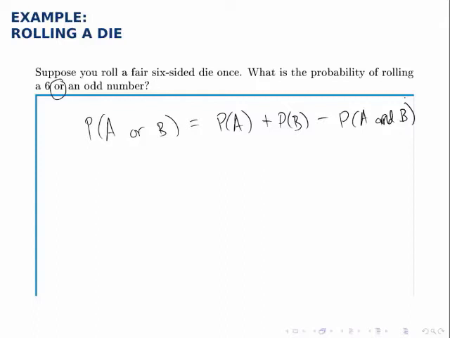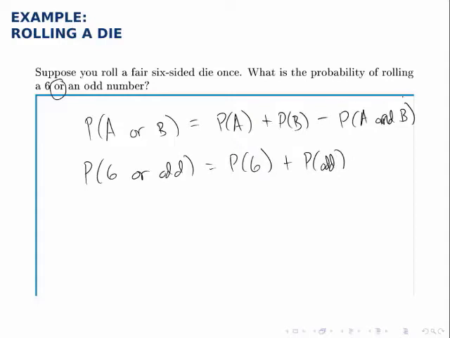In this case, a 6 and an odd number are mutually exclusive events. These events cannot happen at the same time. If you roll a 6, you didn't roll an odd number, and if you rolled an odd number, you didn't roll a 6. So the probability that both of them happen together is 0. So in this case, the probability of rolling a 6 or an odd number is just equal to the probability of rolling a 6 plus the probability of rolling an odd number, because there's no overlap, so that doesn't affect the calculation.